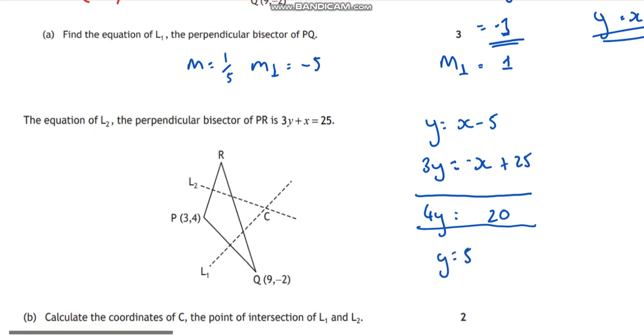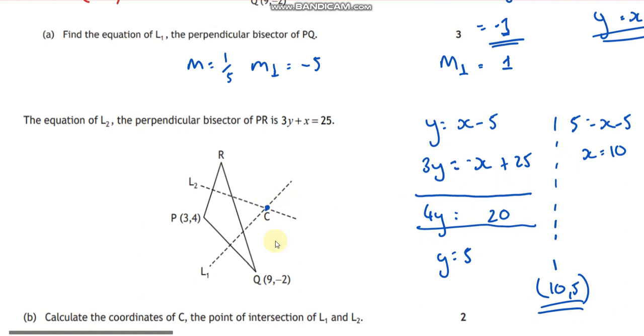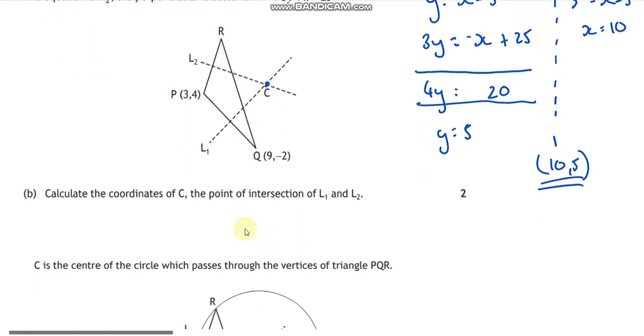So I'll substitute that in. If y is 5, then 5 is equal to x take away 5, so x has to be equal to 10. So my final answer would be 10 and 5. So simultaneous equations and then substitute back in. So that point in there is 10, 5. Which actually, if it's drawn to scale, doesn't look too bad because that's 9, so 10's a bit over. There's negative 2, 4. So yeah, if it's drawn to scale, that would make sense.